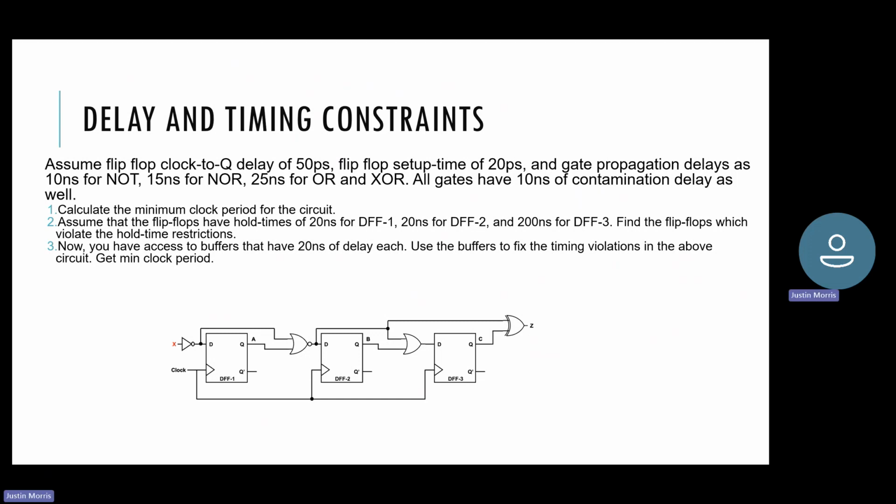And then this one. We have this kind of path that we haven't seen before, where we're going from this register, skipping a register and going into this register. But it's the same concept. You have to look at every register to register path. Which one is the maximum propagation delay? Which one is the minimum contamination delay?